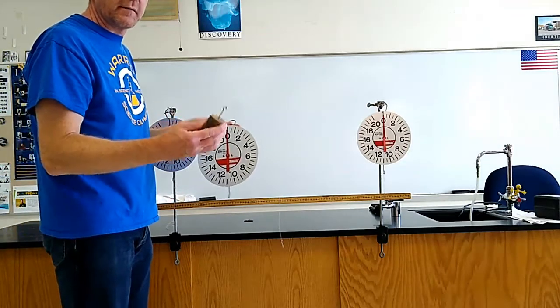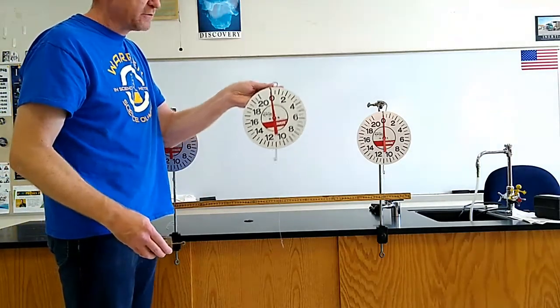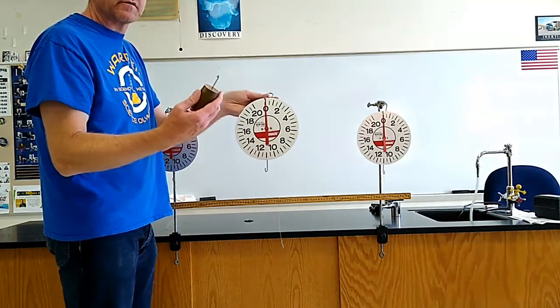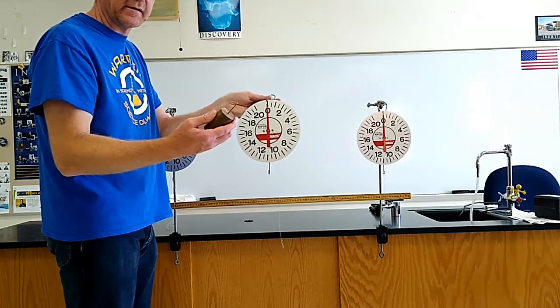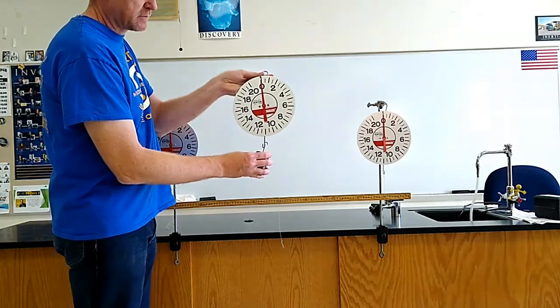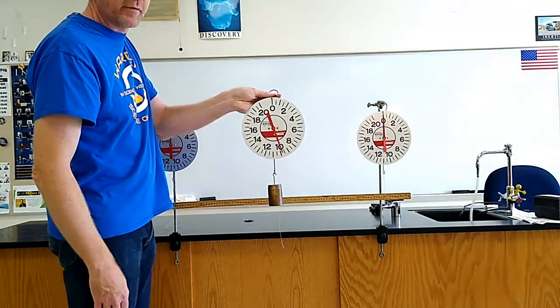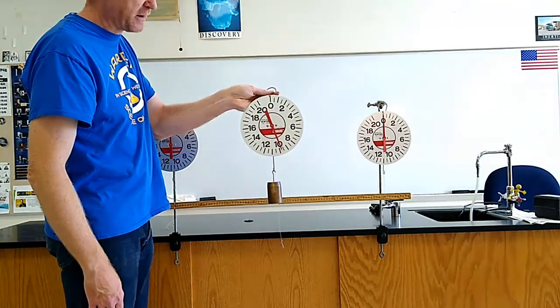Okay, I've got a 1 kilogram mass and a Newton scale. So the Newton scale will show how much something weighs. So how much does a 1 kilogram mass weigh? Okay, if you said 9.8 or about 10 newtons, you're correct.